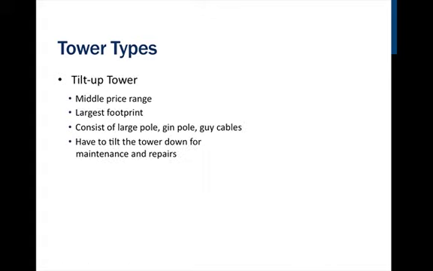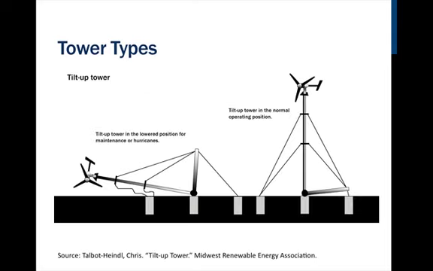Tilt-up towers have the largest footprint. They consist of a large pole, a gin pole, and guy cables going in different directions. In order to do maintenance, checks, and repairs on this type of tower, you have to tilt the tower down. Tilting the tower down is a lengthy and cumbersome process, but there is the advantage that you don't have to climb these towers, and in fact, you can't. Tilt-up towers are in the middle price range as far as towers go and come in limited heights.